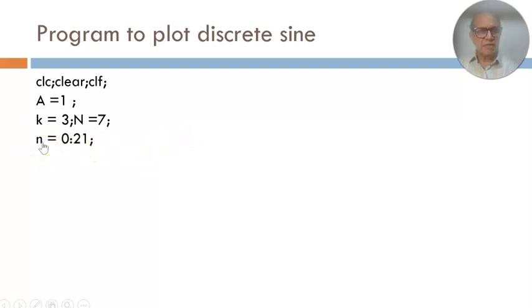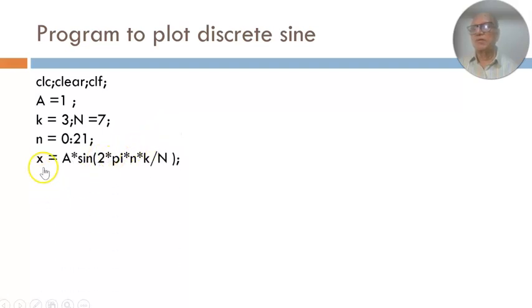Now n is a variable. Remember, it's a discrete variable and we are assuming that it starts from 0 and goes up to 21. The default increment is 1, that's why it need not be written here. Remember, this generates an array: n1 will be equal to 0, n2 will be equal to 1, n3 will be equal to 2, and so on until you reach the value of n which is equal to 21. Since we have taken 21 samples for plotting, and since after 7 samples the discrete sine wave repeats, we expect to see 3 cycles of the discrete sine wave, and we shall verify that.